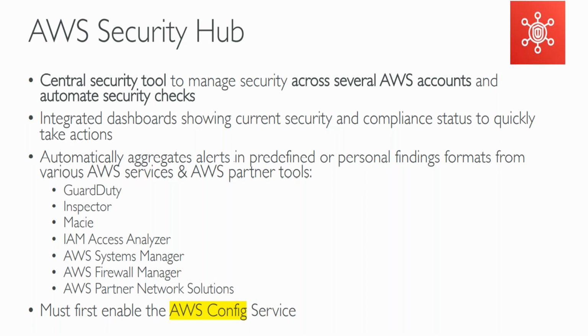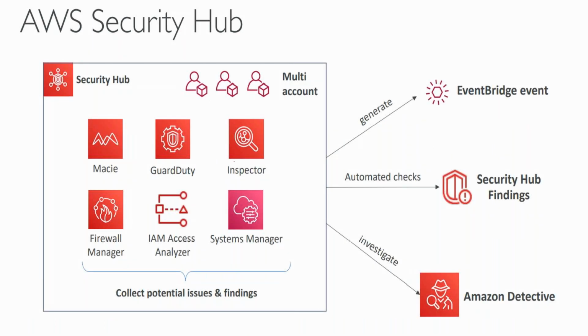And first of all, team, whenever you want to use Security Hub, you have to enable a service called Config. Cool team. If I put it in very simple words, it's just a service used to manage several accounts if you have them in your organization, and you can see all your security checks here. Cool team. So this is Security Hub, these are my multiple accounts, and these are the services it is taking data from, like Macie, GuardDuty, Inspector.